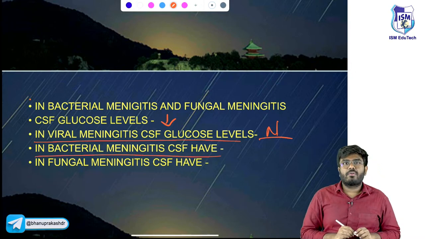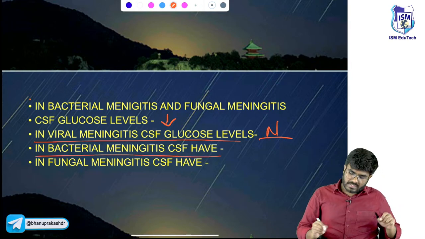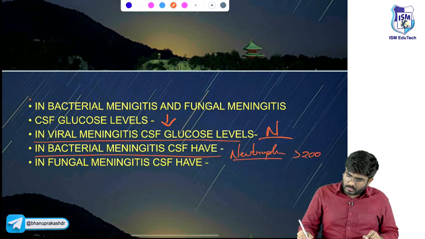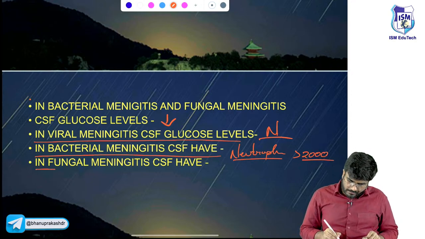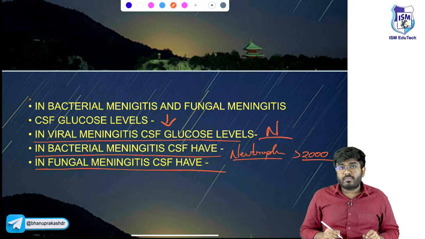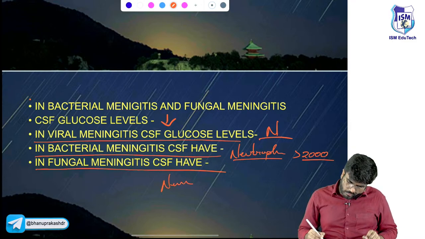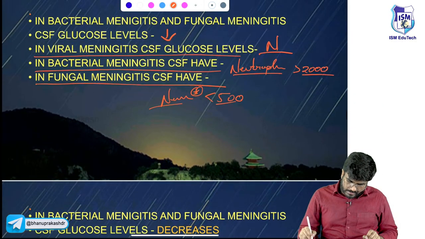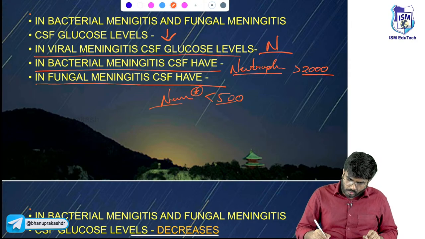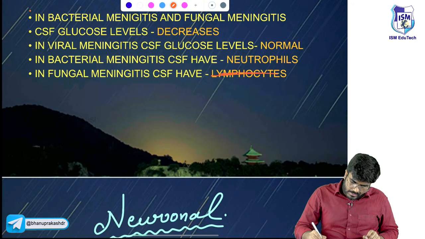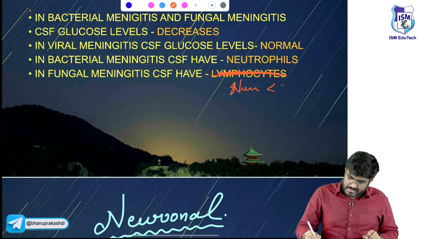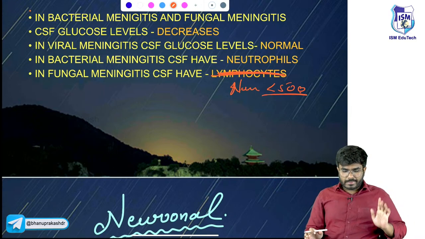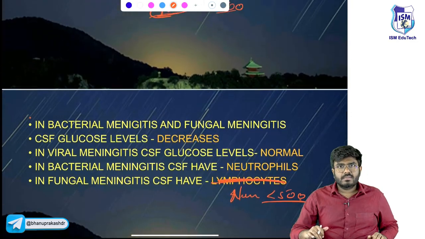In bacterial meningitis, CSF has neutrophils, more than 2000 in number. In fungal meningitis, CSF has neutrophils again, but less than 500. Here is a typing mistake: in fungal meningitis, yes, neutrophils will be there, but less than 500. In viral meningitis, lymphocytes will be there. Done. So meningitis, done.